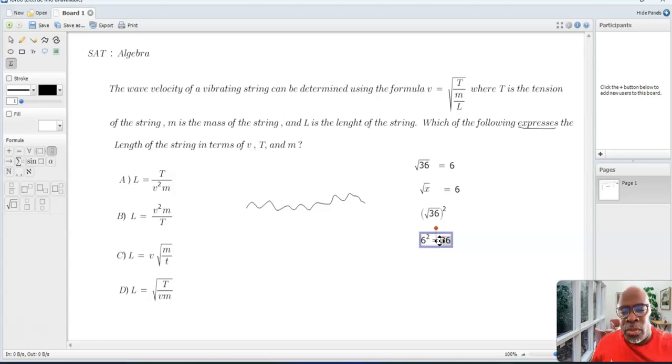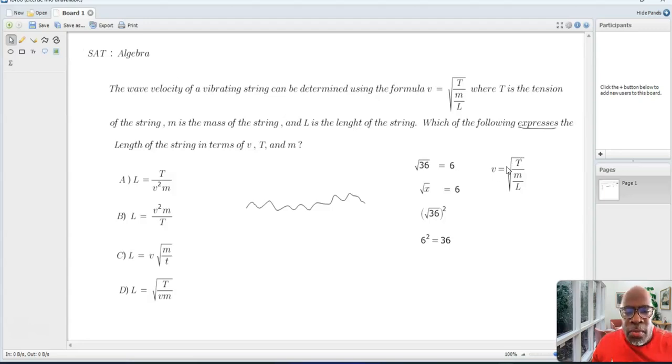So let's use that approach now on the question itself. Let's rewrite the formula right here. So V is equal to the square root of T, which is here, divided by M over the length, which is L. And as we have learned from this simple example, to remove this, we're going to square both sides. So let's square both sides now.